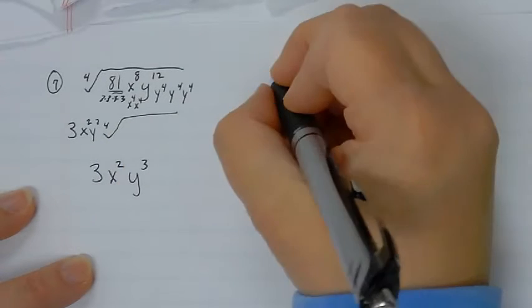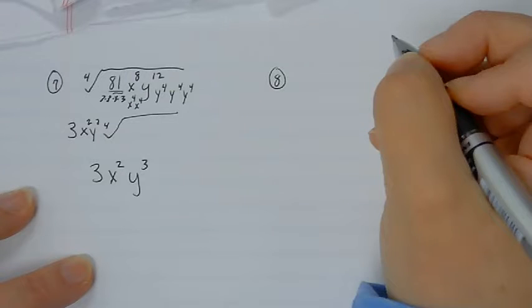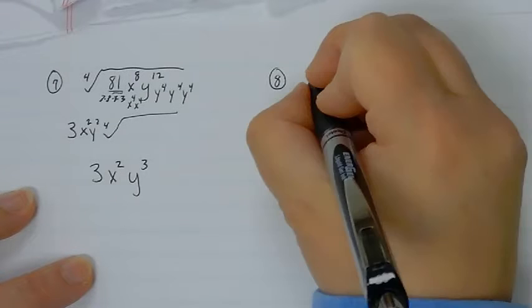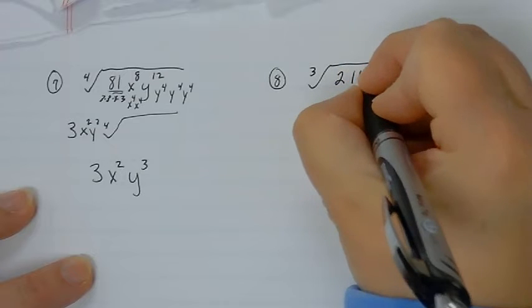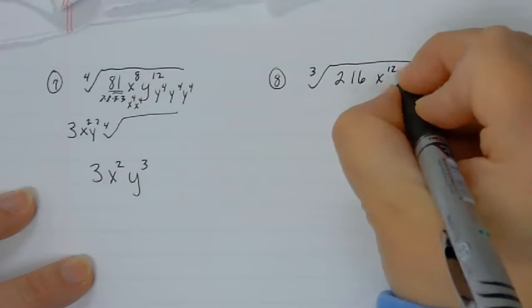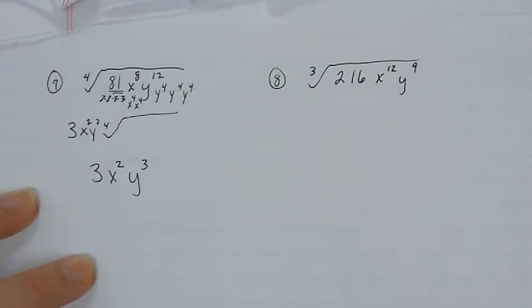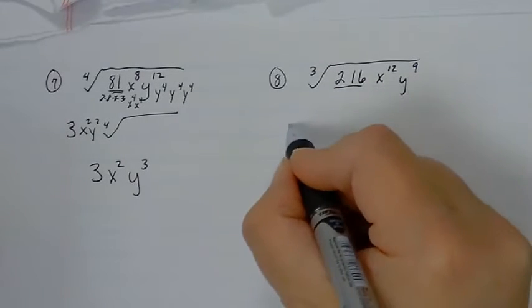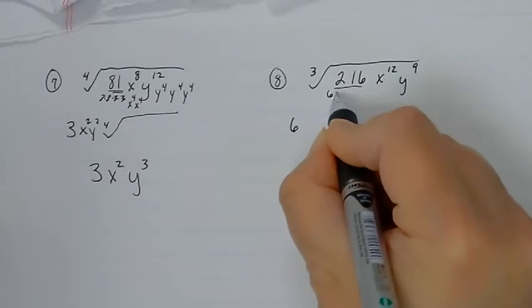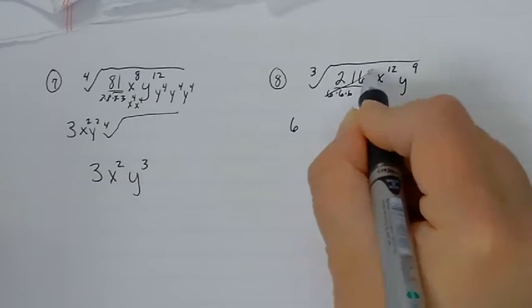Let's do another one of those, and I'll try to be a little more clear here. So I'm going to try the cube root of 216, x to the 12th, y to the 9th. So I'm going to try math and then pick cube root this time, which is 4, and see if 216 actually has a cube root, and it does. The cube root of 216 is 6, so that means this must have been 6 times 6 times 6.